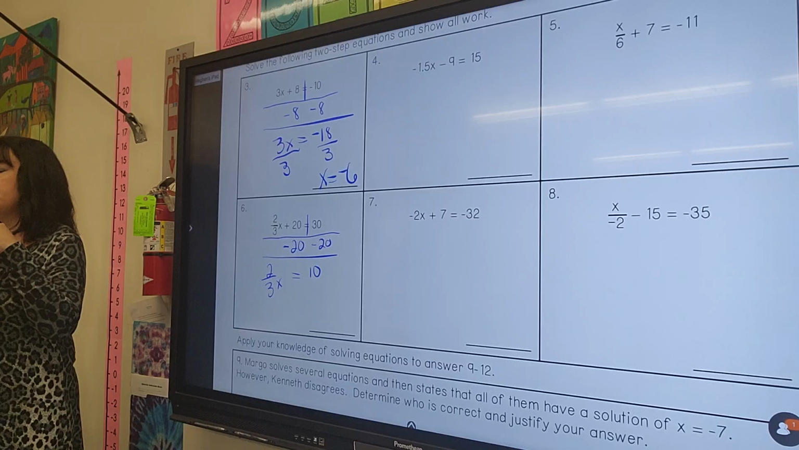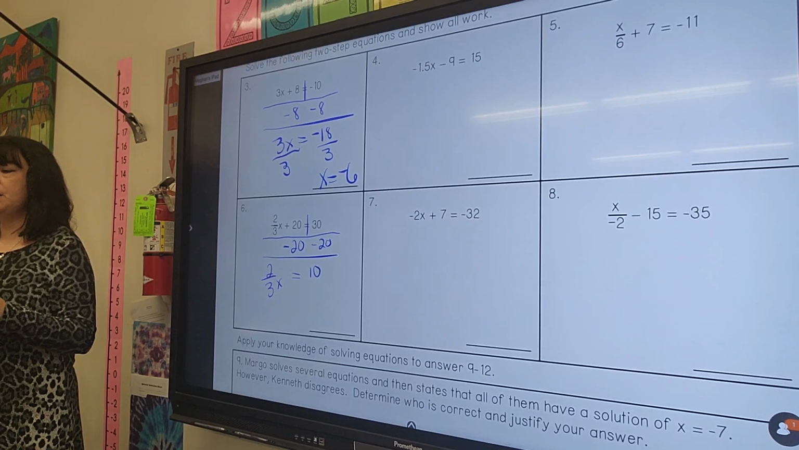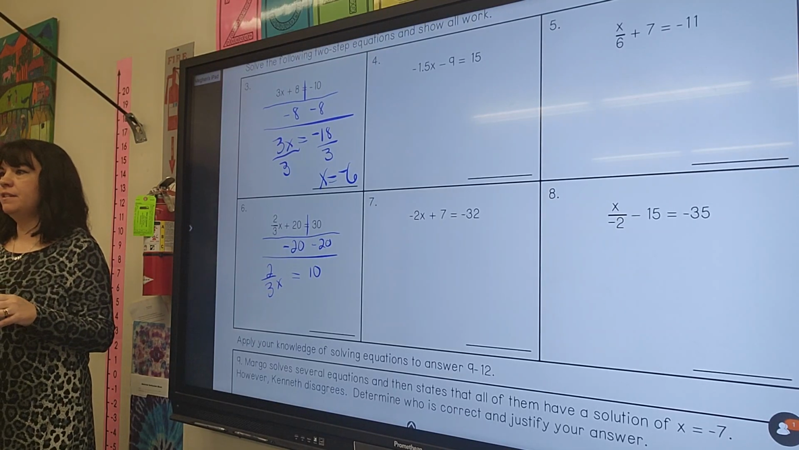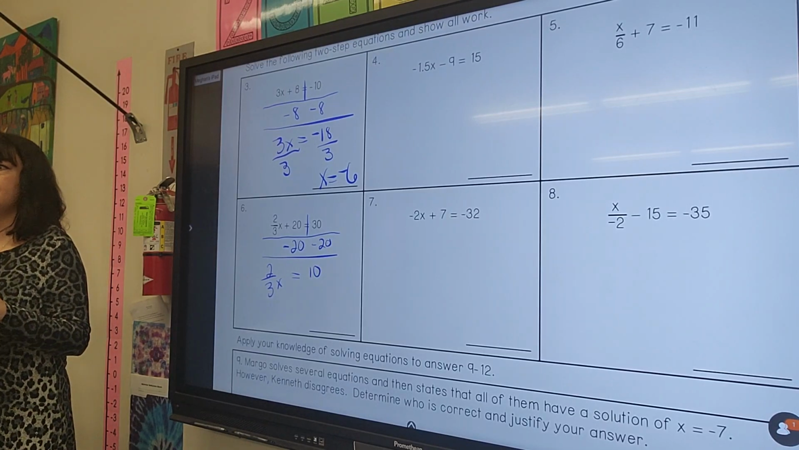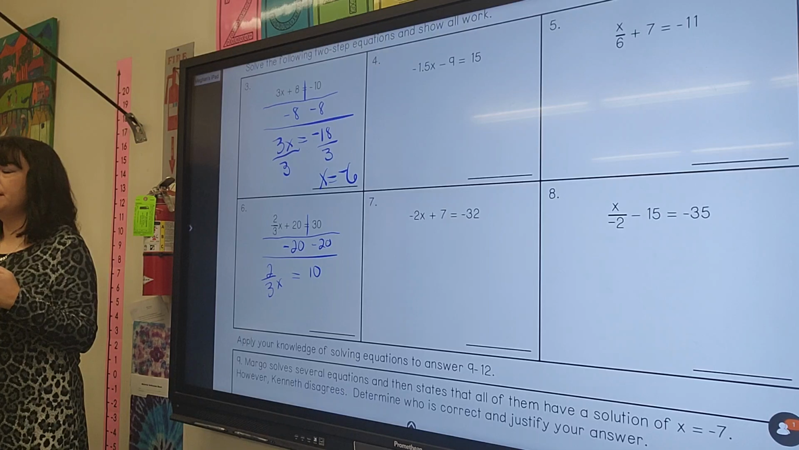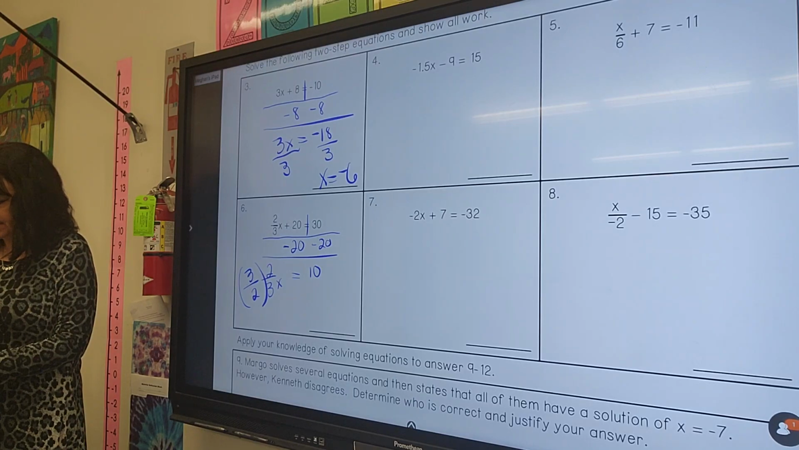Who remembers the word for flipping a fraction? It begins with an R. Reciprocal. You guys were close. So I'm gonna rewrite this fraction as its reciprocal to multiply, and those will cancel out. Bring down your x. We're going to do the same thing for this one.